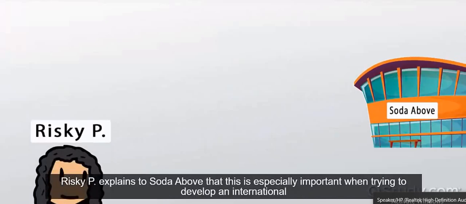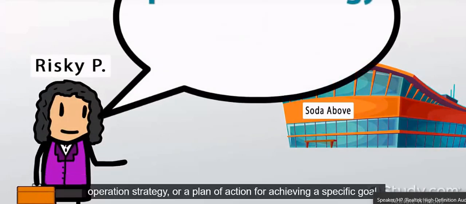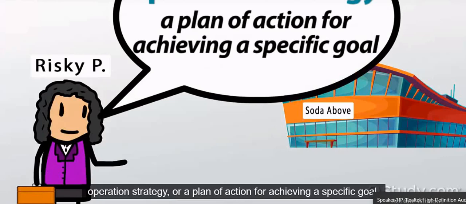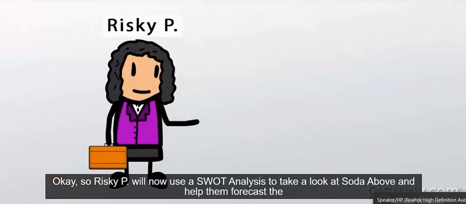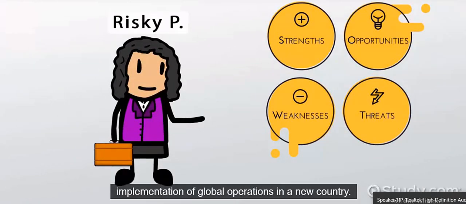Risky P explains to Soda Above that this is especially important when trying to develop an international operations strategy or a plan of action for achieving a specific goal. Okay, so Risky P will now use a SWOT analysis to take a look at Soda Above and help them forecast the implementation of global operations in a new country.